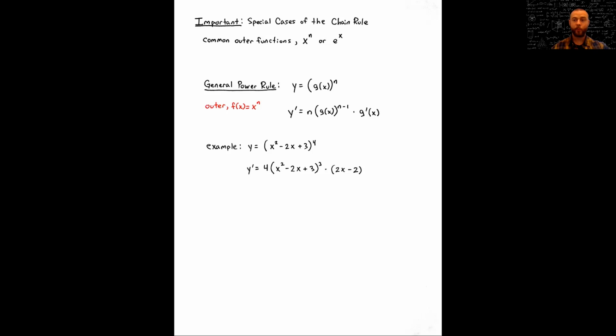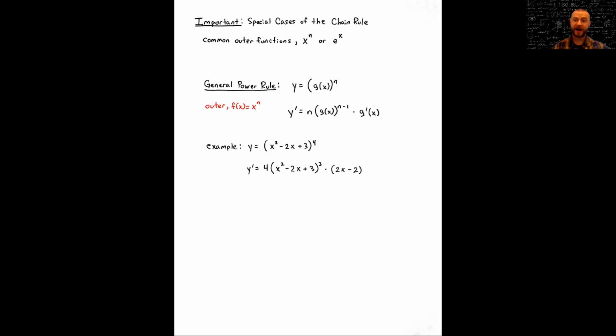All right, now to calculate the derivative y prime here, we take the power 4, bring it out front, keep the inside the same, but subtract 1. So 4 minus 1 gives you the exponent 3 there. But then at the end, we multiply by the derivative of the inner function. And if you differentiate x squared minus 2x plus 3, the derivative of that part inside the parentheses comes out to 2x minus 2.